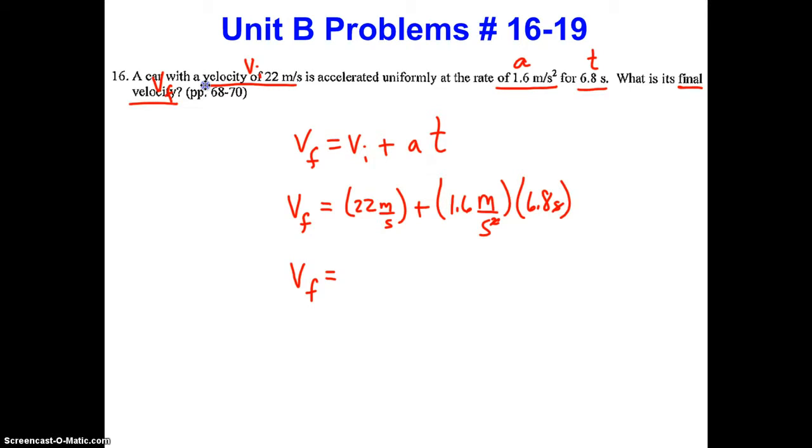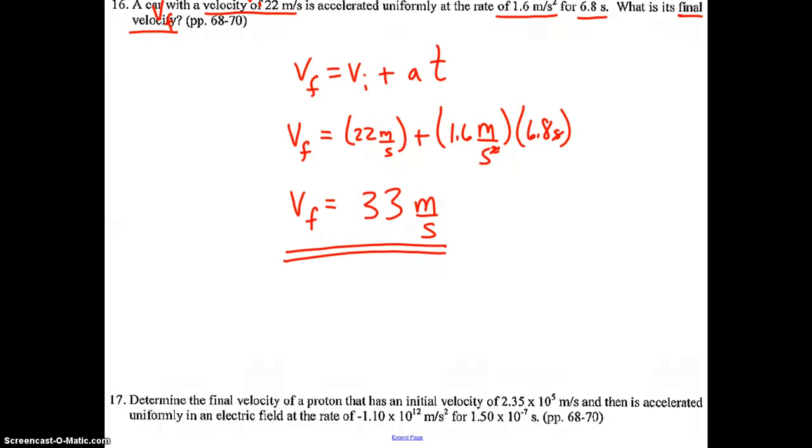All right, so we go ahead and do the algebra and the math. Pause this video, and take whatever steps are necessary for you to be successful. When done, you should get an answer to 2 digits because all our given information is measured to 2 digits. We should get an answer that is 33 meters per second. And there's your answer to number 16. Moving on to number 17.